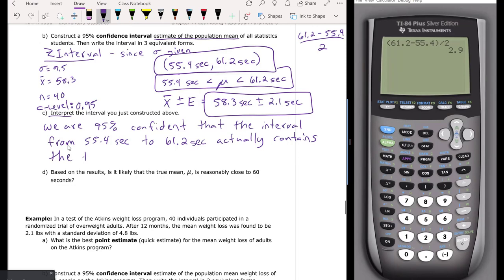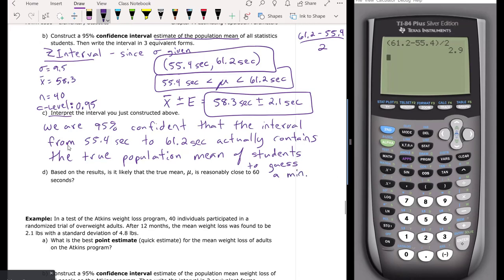the true population mean, and then you want to put a descriptor for what your mean is. It's the population mean of students to guess a minute. I think that's what it said, but I'm just going to put students to guess a minute has passed.